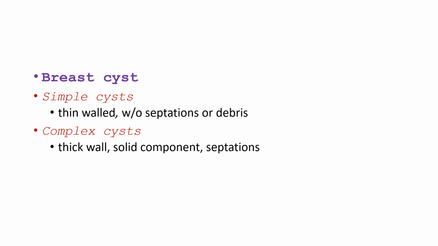Ultrasound can further categorize the mass as either cystic or solid. Cysts that are well circumscribed without septations or debris are referred to as simple cysts. But if there are septations with a potentially solid component, we call it a complex cyst, and these cysts have risks for malignancy.